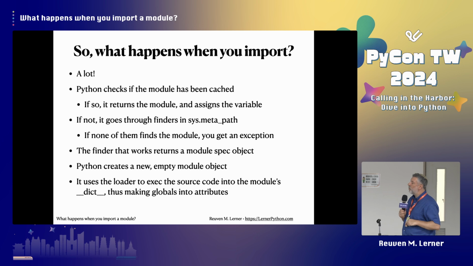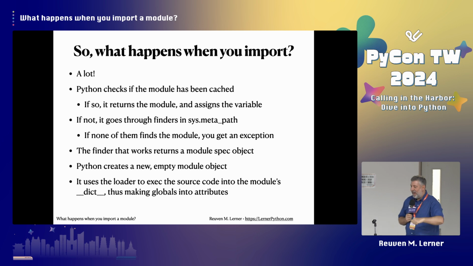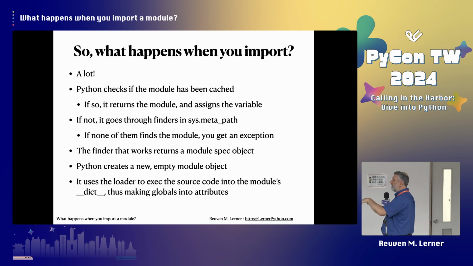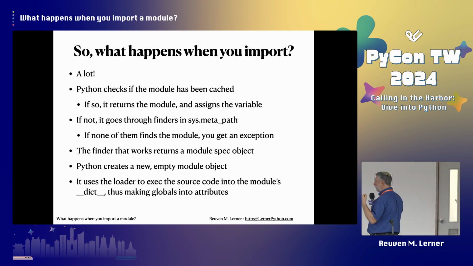The finder that actually worked to find the module returns a module spec object. And that module spec object can be used to create a new empty module object. And that empty module object then is loaded, thanks to the spec's loader, little by little, from the file, which is executed into the dict, making those globals into attributes.